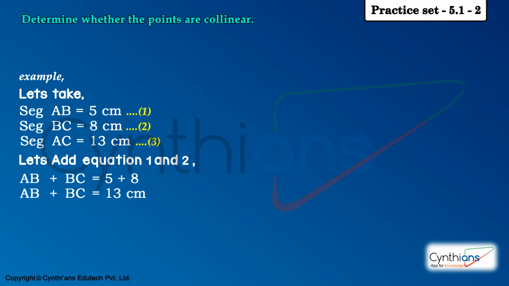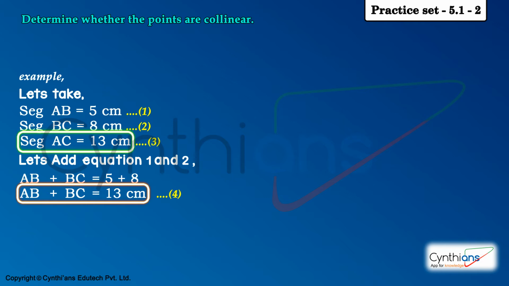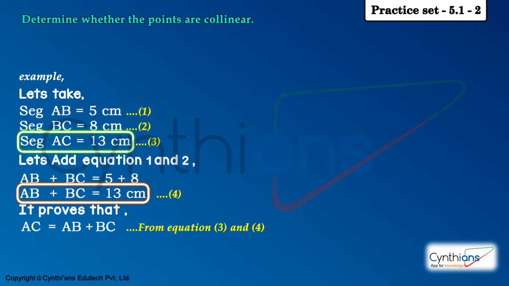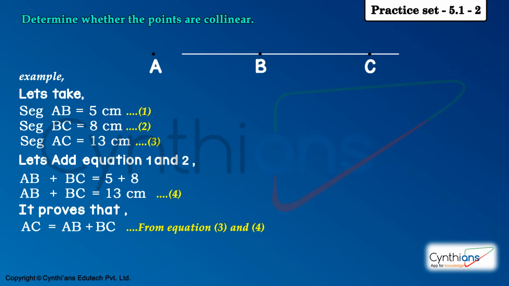So we can say segment AB plus segment BC is equal to 13 centimeter. Mark it as equation number 4. Now, of the three equations, the left over equation, the one we left out, which was the largest, which equation was it? Yes, equation number 3. Now let's compare equation number 3 and equation number 4. Are they equal? Yes, they are equal. It proves that segment AC is equal to segment AB plus segment BC from equation 3 and 4. In such a case, we can say that the points are collinear.